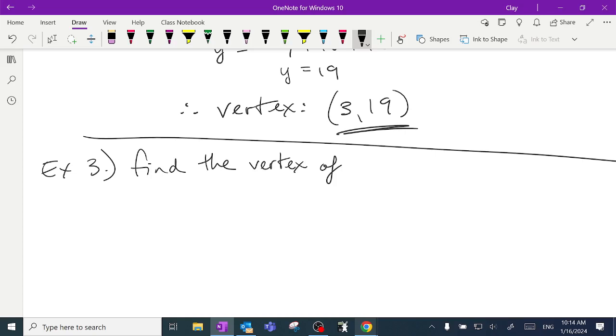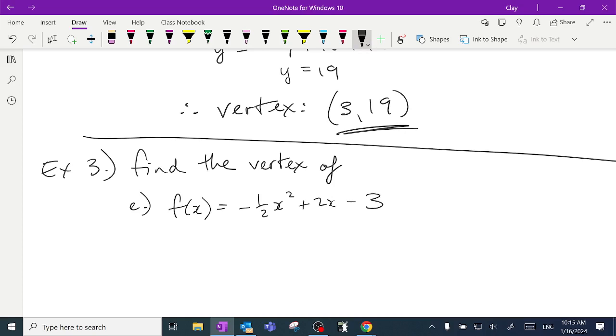Find the vertex of, let's do this one. Ooh, let's do this one. It has a fraction in it. f of x equals negative, oops, my pen's being strange. Negative 1/2 x squared plus 2x minus 3.